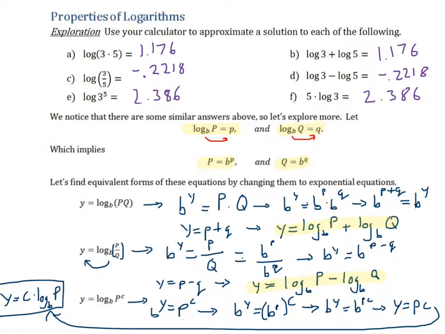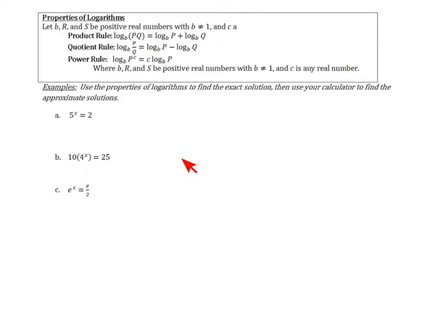So our last one we have right here. So three properties. When we are multiplying inside the log, we can write it as the addition of two logs. When we are dividing inside the log, we can write it as the subtraction of the two logarithms. When we have a power inside, this little c can actually be pulled out in front and become multiplying. And there, it all comes back to the exponential equations as we saw here.